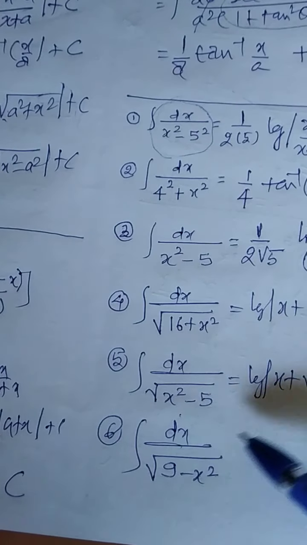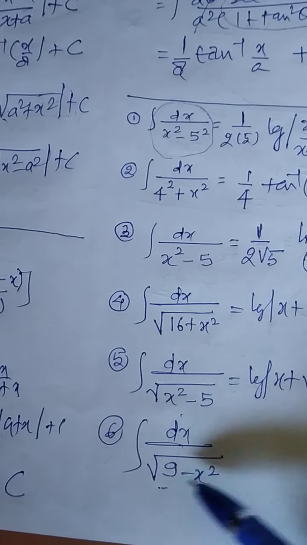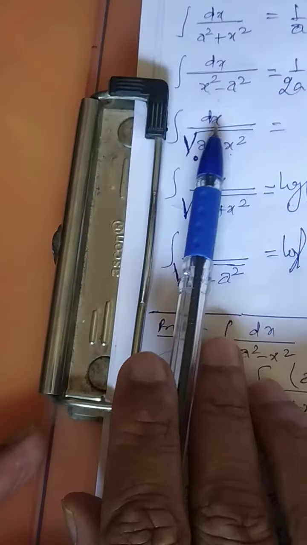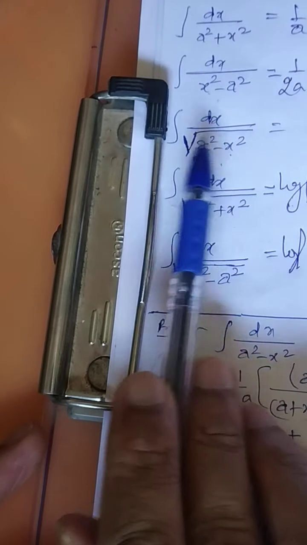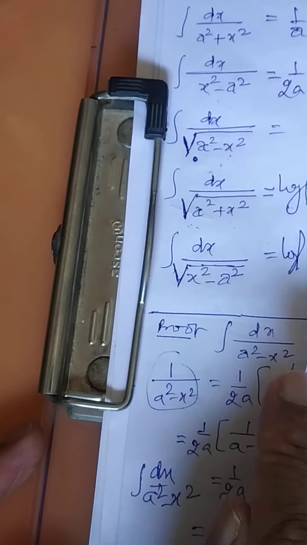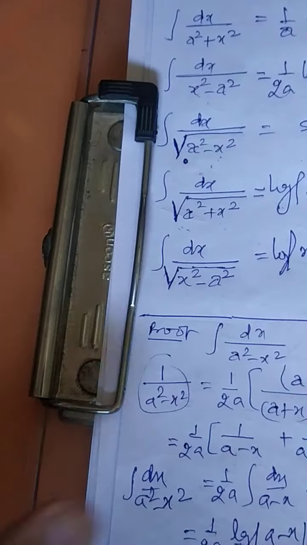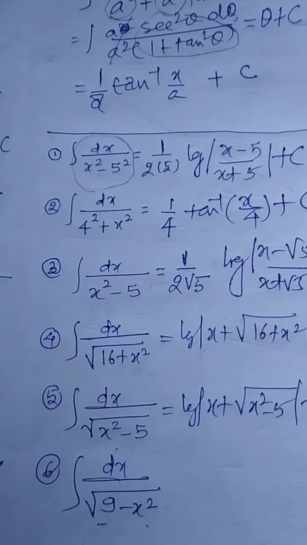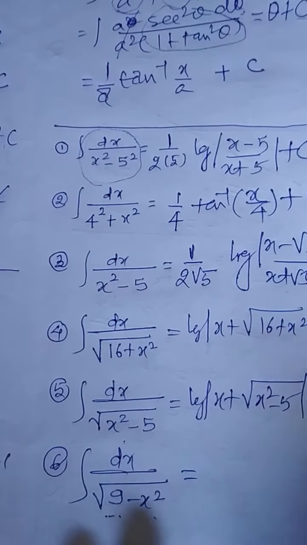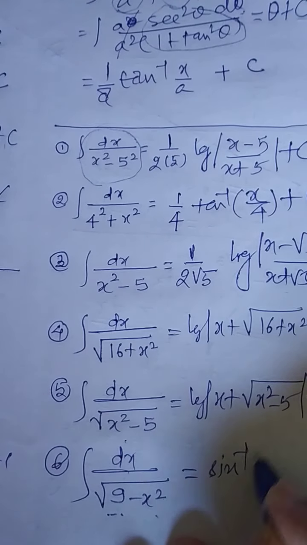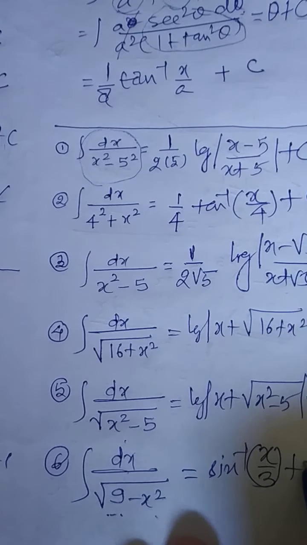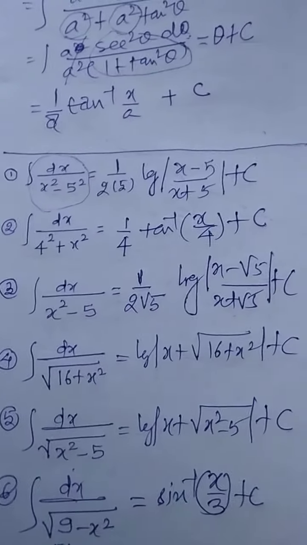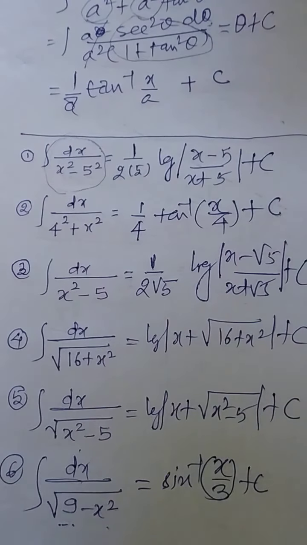The question is dx upon root a square minus x square. See here, dx upon root a square minus x square. Answer is sin inverse x by a. Here you want a. So what is a over here in this question? Yes, 3, not 9. It will be sin inverse x by 3. So these are the basic link of the question, how to connect with the formulas.